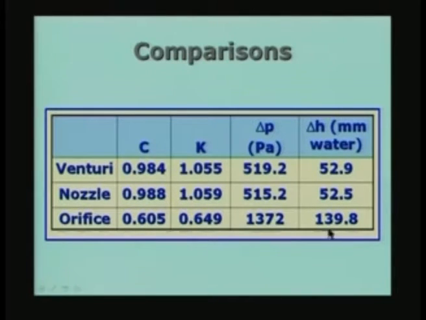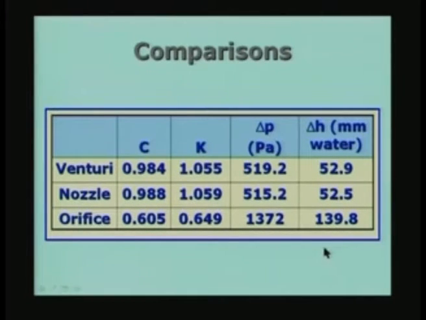I also mentioned in the last lecture that the venturi requires the longest length for the installation, nozzle next to that, and orifice requires the least amount of length for the installation. That means that from the point of view of installation, all we need is two flanges and we can put the orifice plate, whereas in the case of venturi and nozzle we require some more sophisticated arrangement, certain length has to be introduced and so on.